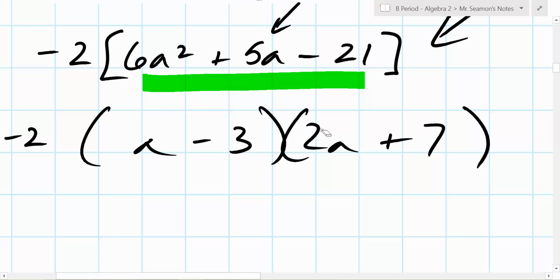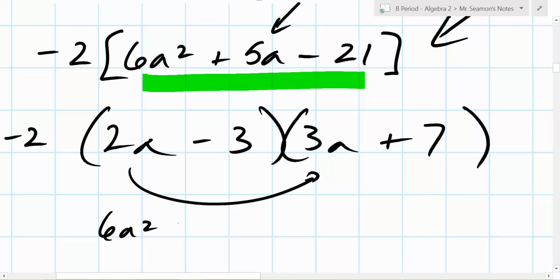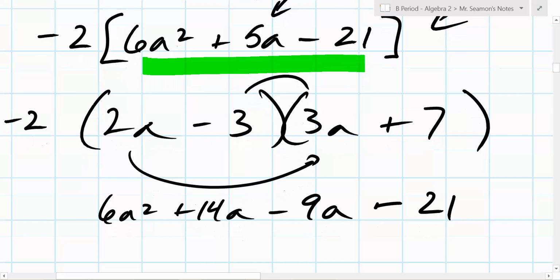So instead of this being negative 3, you can have negative 7 and positive 3. Correct? Let's do it this way. Let's do the one you suggested. So now we do it this way. 2a times 3a is what? Plus what? 14a minus 9a, right? Minus what? Wait, does this work?